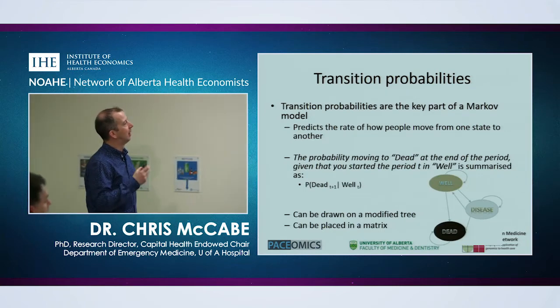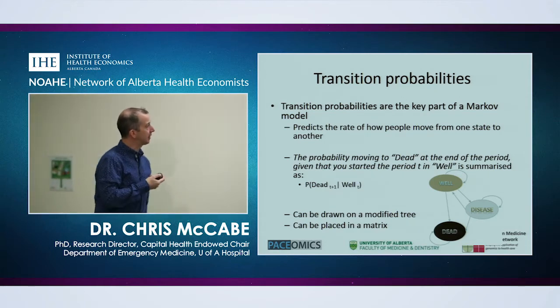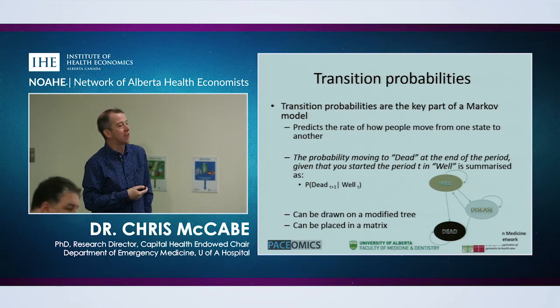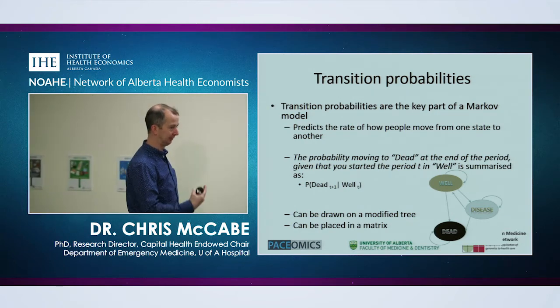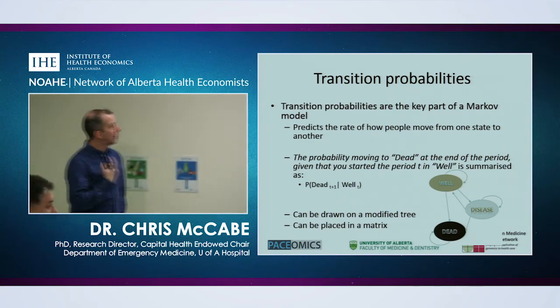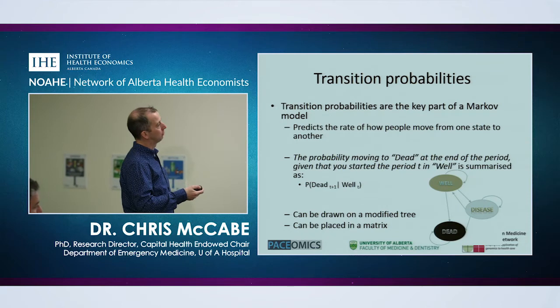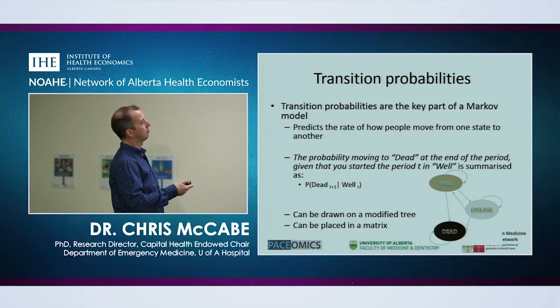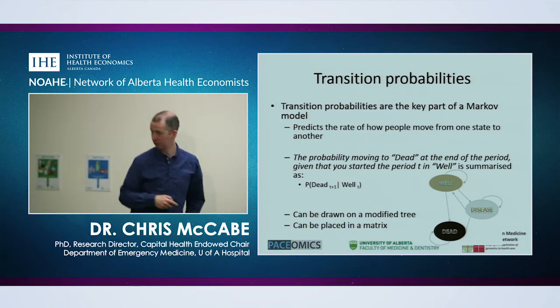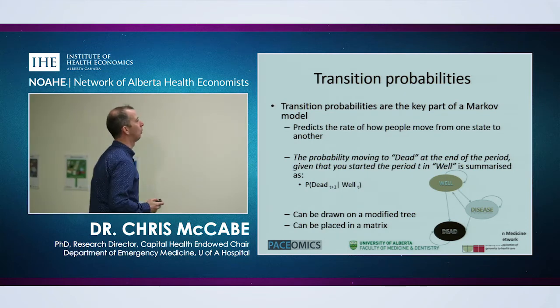Transition probabilities are the key part. They're the engine of a Markov model, okay? Because they predict the rate of how people move from one state to another, whether they move very slowly or very rapidly between states. And they use conditional probabilities, conditional upon the state you are currently in at time t. So if I'm currently well, I'm in well in time t, what's the probability of being in this dead state in t plus 1? So that's the transition probability there. So we can draw it on a modified tree, or we can place it in a matrix, a transition matrix. And this is what we do.